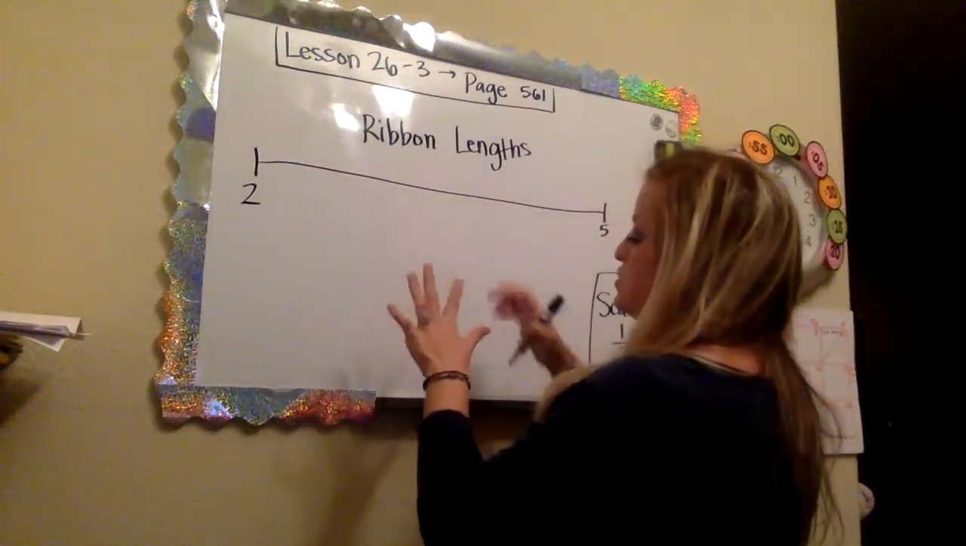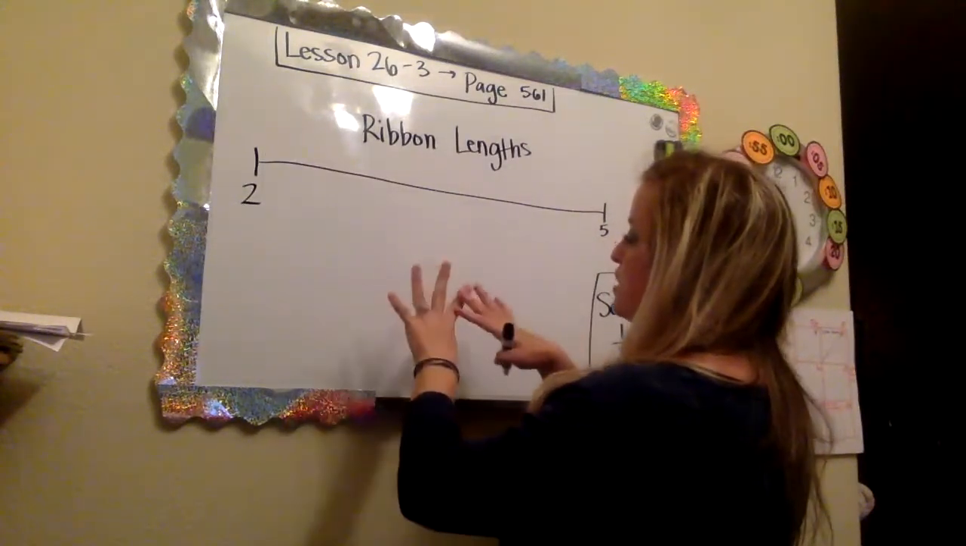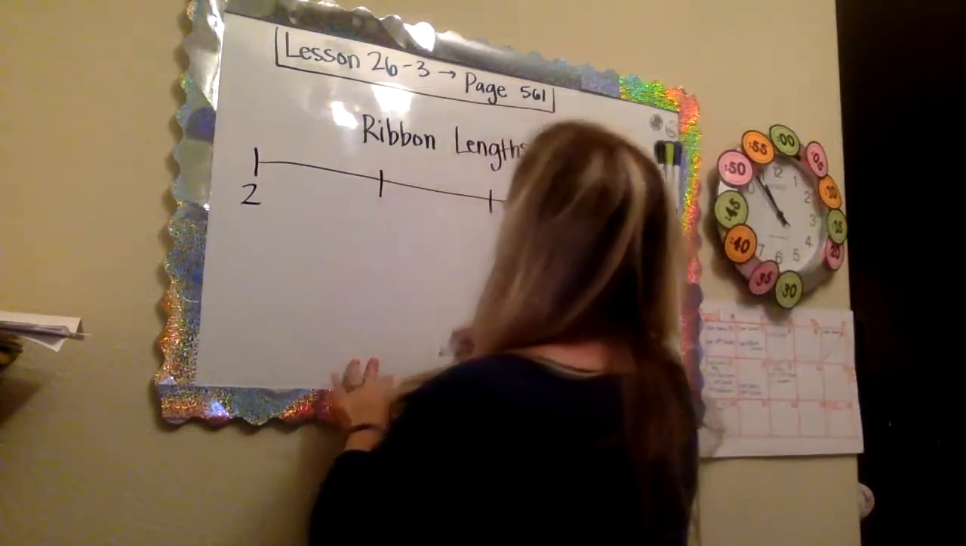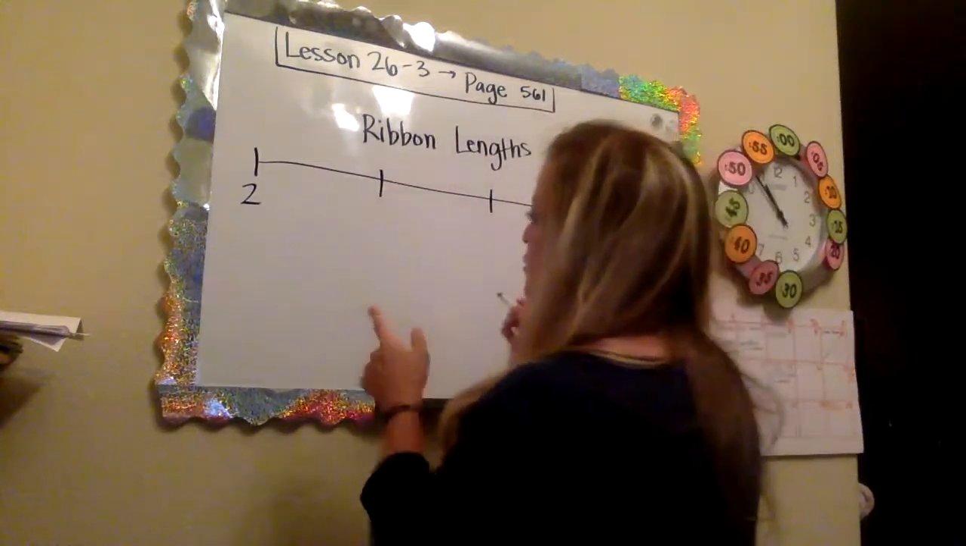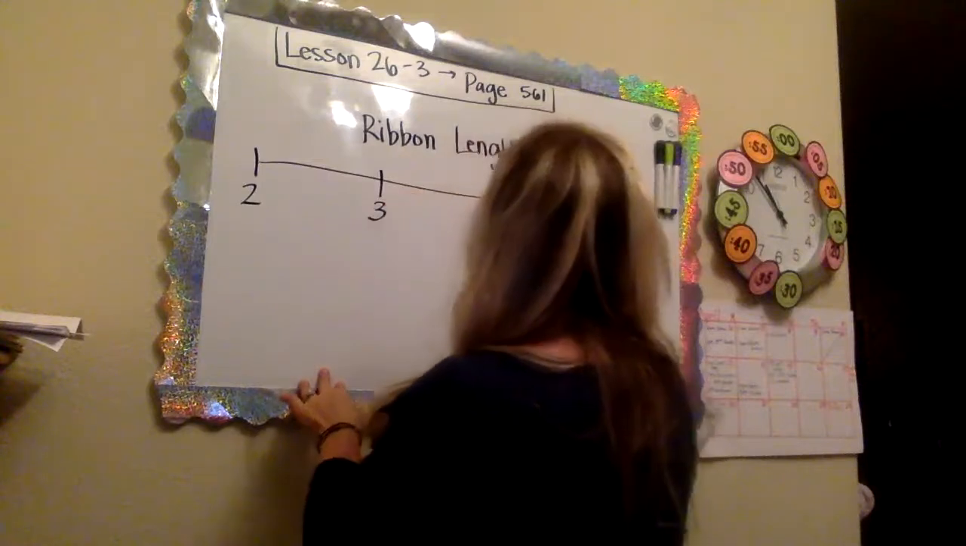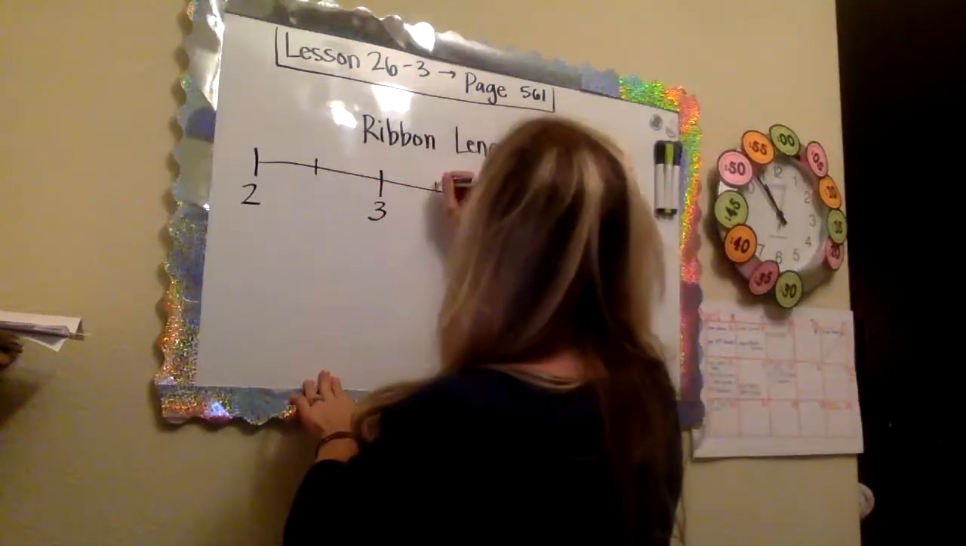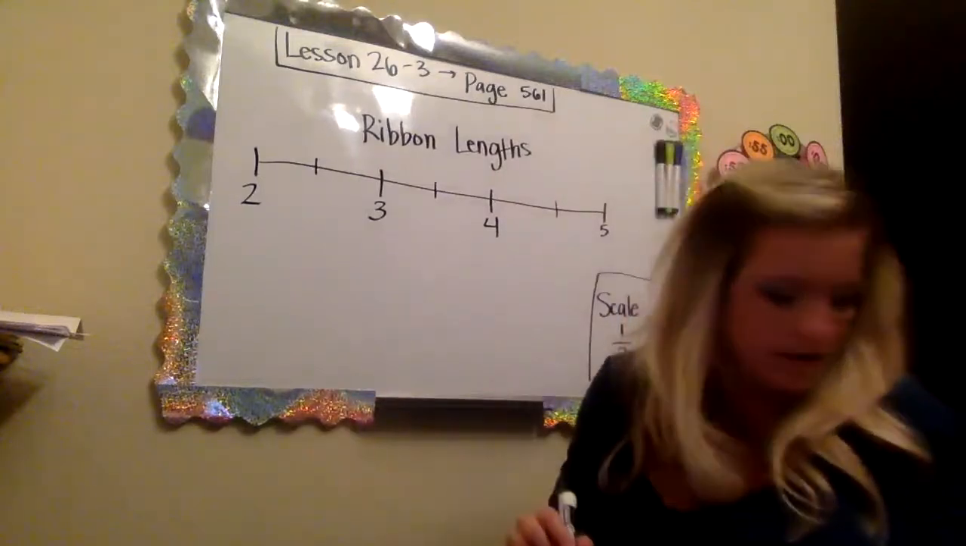And I'm going to do this up to 5. So I go 2, 3, 4, 5. I have 4 numbers, so I need 3 lines. 1, 2, 3. And I know they're all, so this will be 3. This will be 4. And then I'm going in 1/2 inches. So there's my 1/2, there's my 1/2, and there's my 1/2.